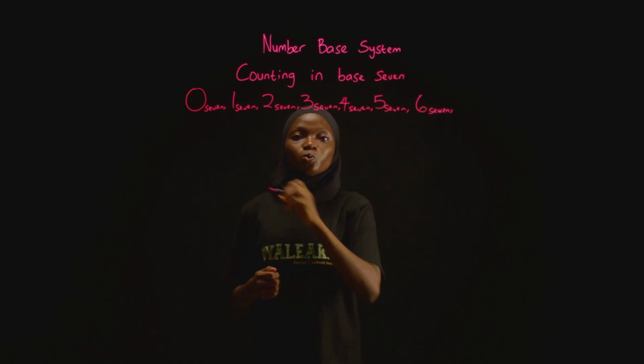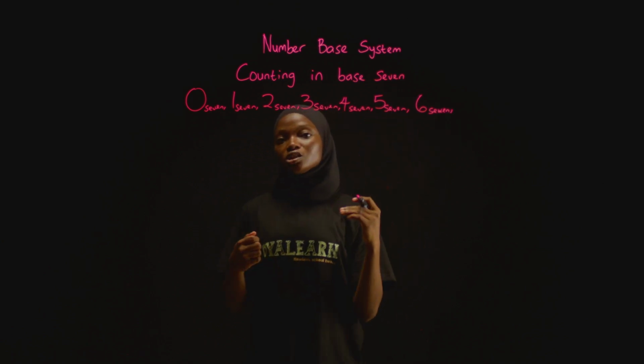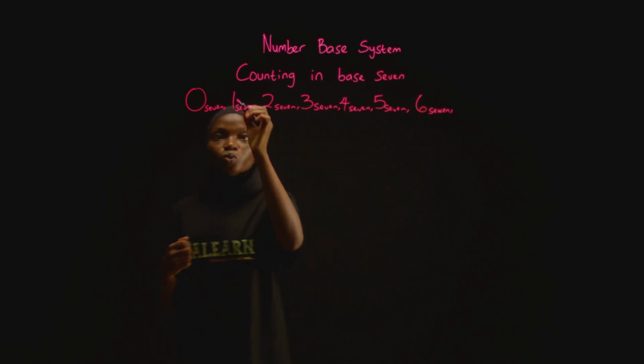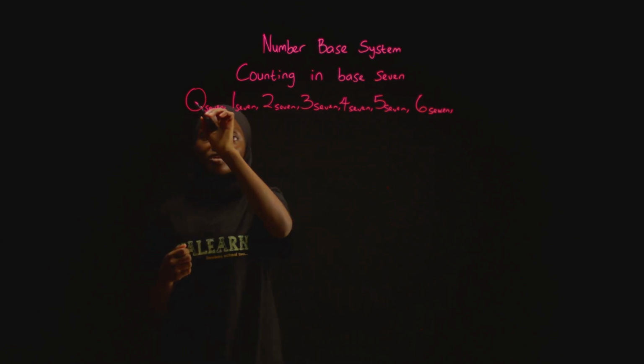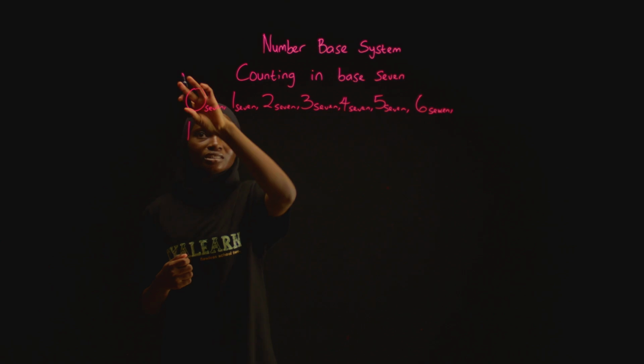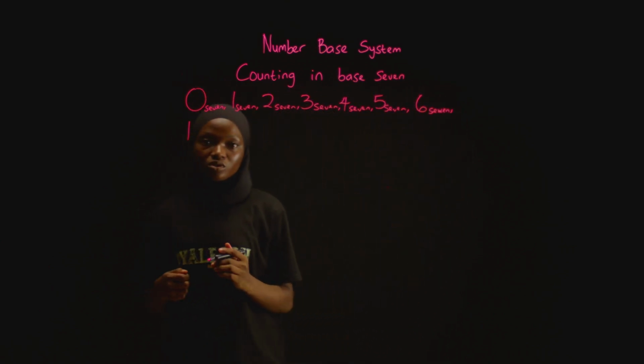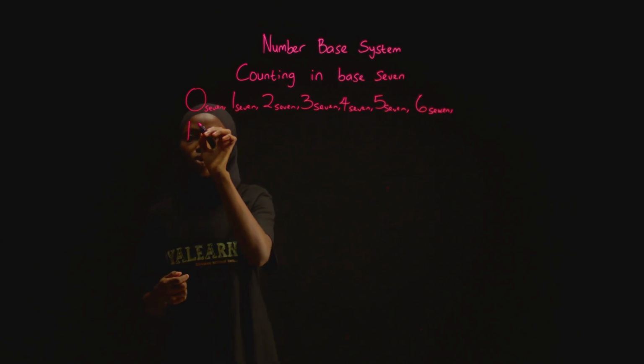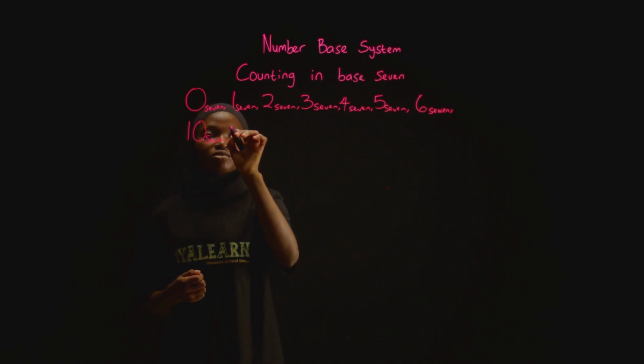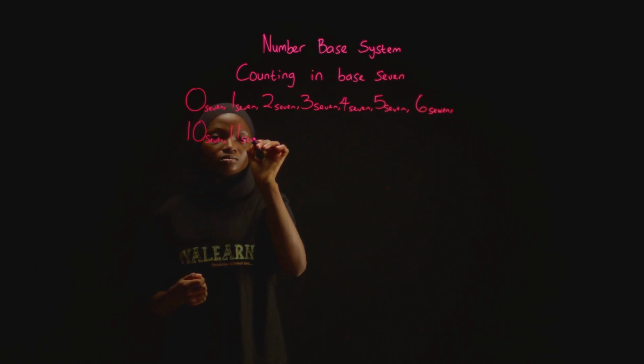Now that we are done with 1-digit numbers, we move on to 2-digit numbers. How do we start? We pick the first highest after 0, which is 1, then combine them with all these digits all over again to give us 2-digit numbers. So we have 10, base 7. We have 11, base 7.